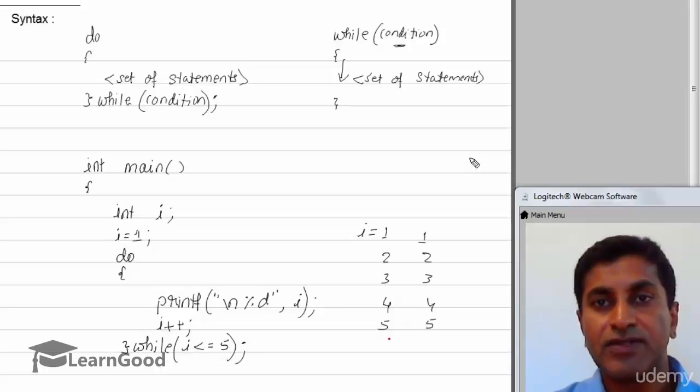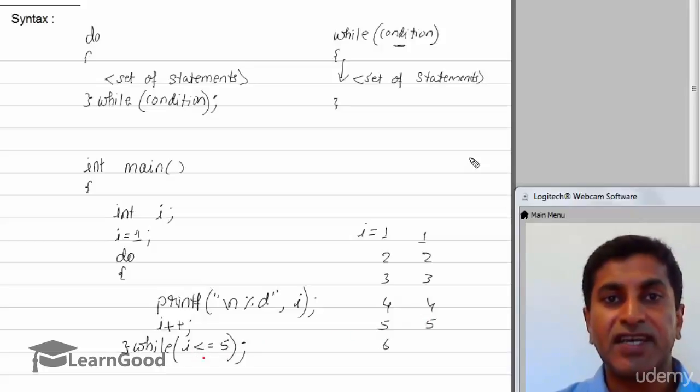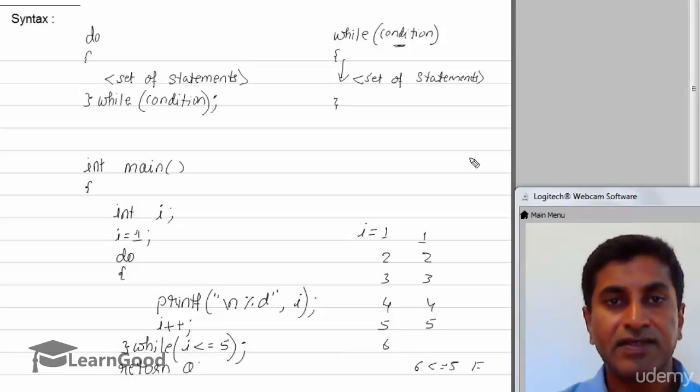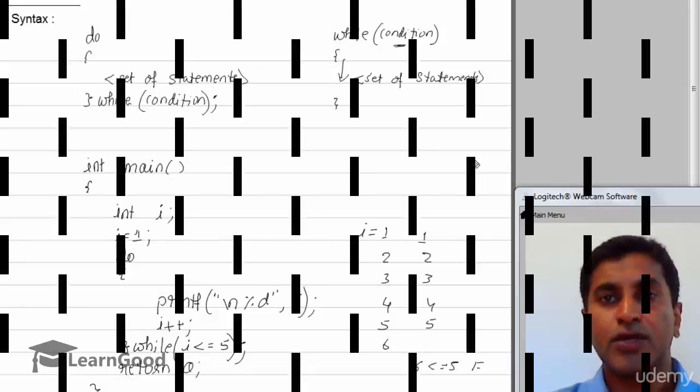And i++, now it's going to be 6. Now when it checks the condition here, 6 is less than or equal to 5, the condition is false. That time it comes out of the loop, and then you can stop the main by giving a return 0, and then close this. Let's see the output in the code block.